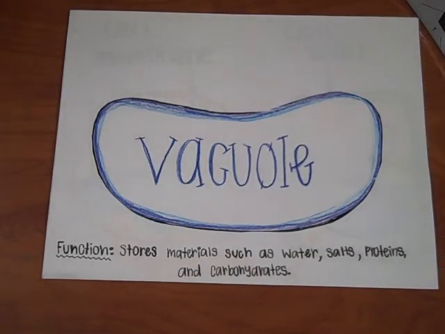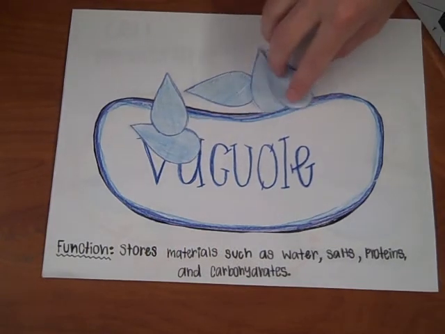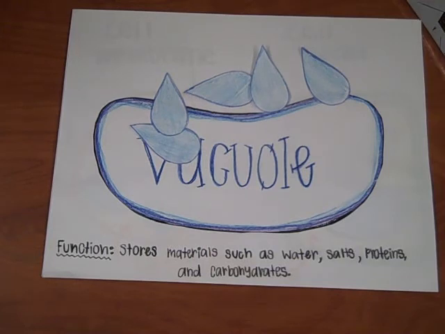The main function of a vacuole is storage. Vacuoles are used to store water, nutrients, and even waste products from the cell. Vacuoles can be found in both plant and animal cells, but they are usually larger in plant cells.